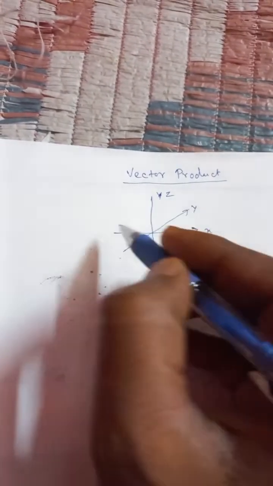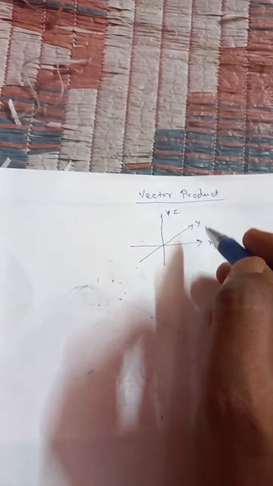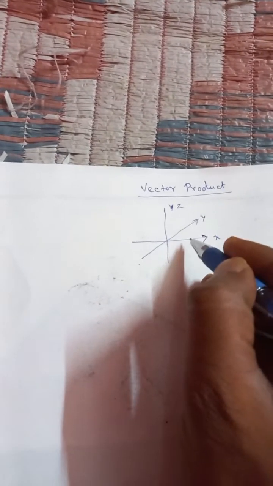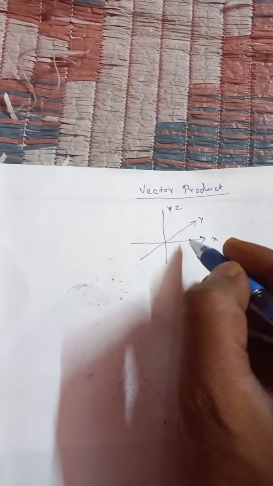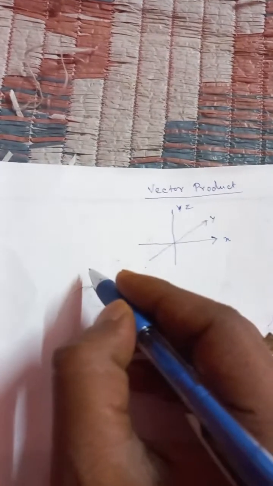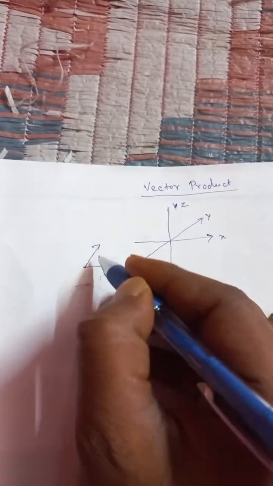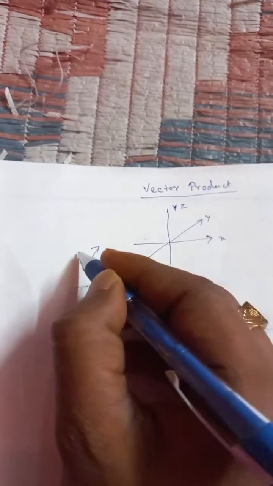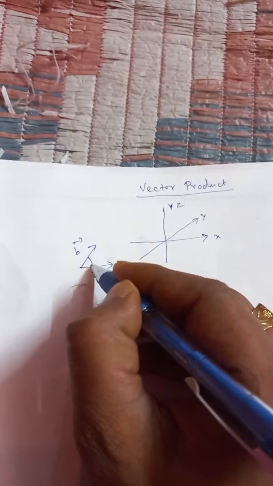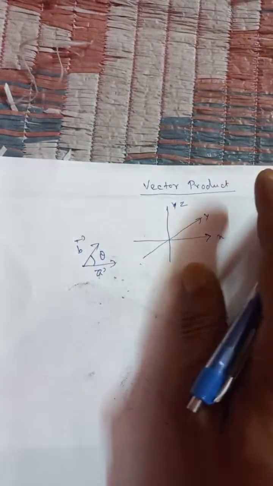lies perpendicular to the plane, like this. So how can we describe this? Take two vectors lying in the x-y plane. This is vector A and this is vector B. They have an angle theta, so they lie along this plane.